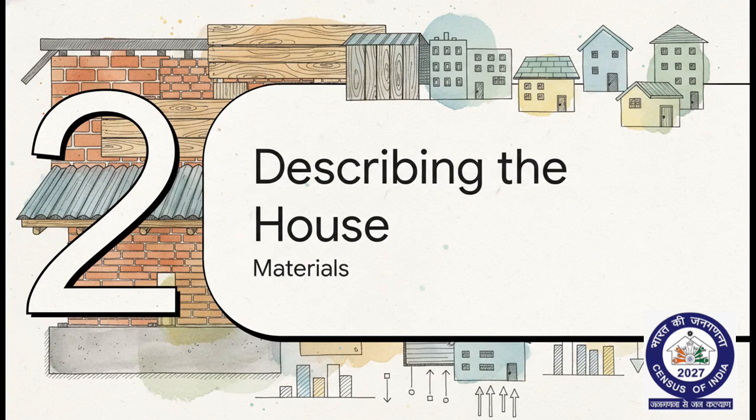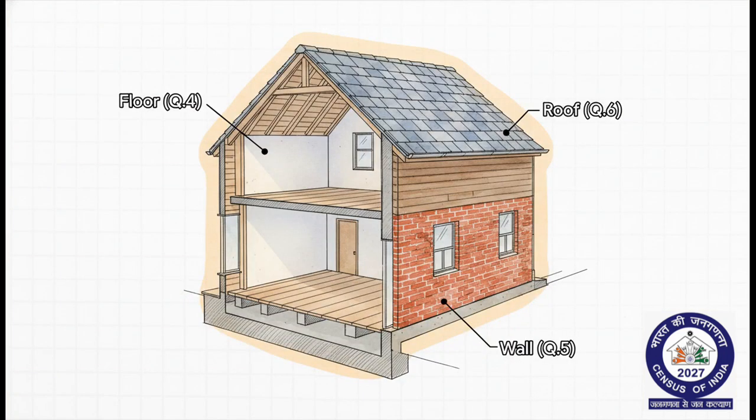Okay, so we've identified the house. Now let's get into describing its physical structure. The data you collect here is just so crucial for understanding housing conditions all across the country. These next three questions, they're all about one thing: the main materials used for the floor, the wall, and the roof. We're looking for what makes up the majority of each of those parts of the structure.